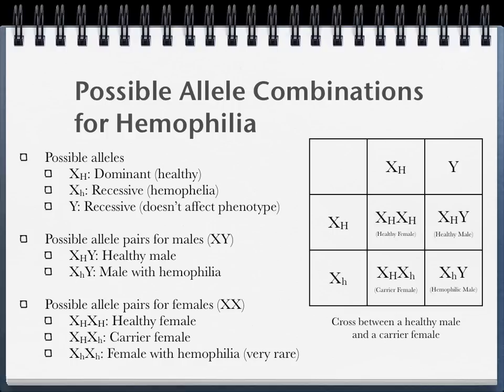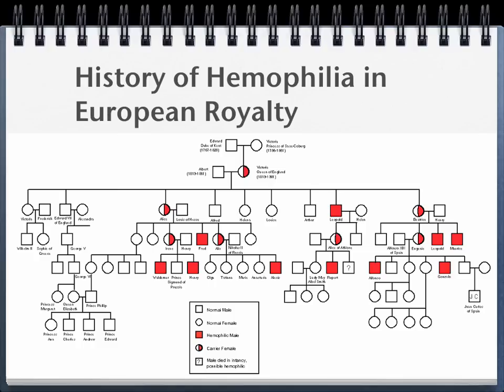As you can see from the Punnett square, a cross between a healthy male and a carrier female will result in a healthy offspring 50% of the time, a carrier girl 25% of the time, and a hemophilic boy 25% of the time. Here is a family tree that shows the history of hemophilia in European royalty.